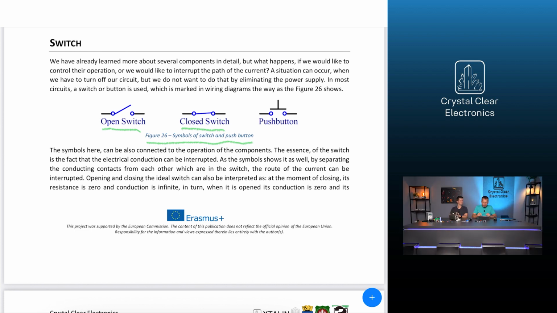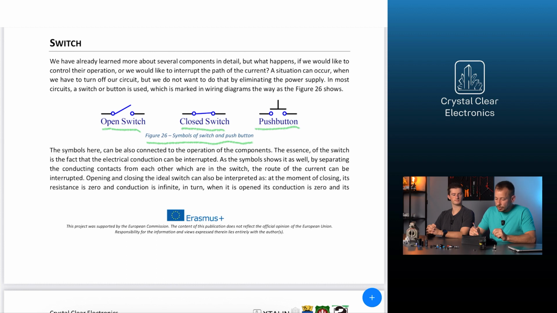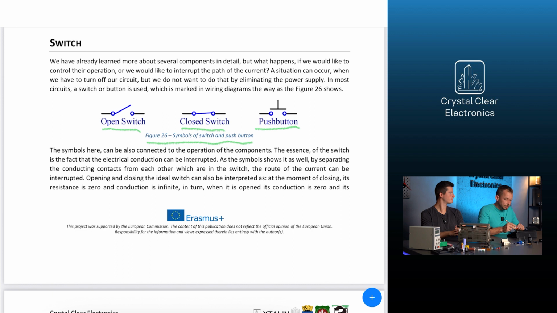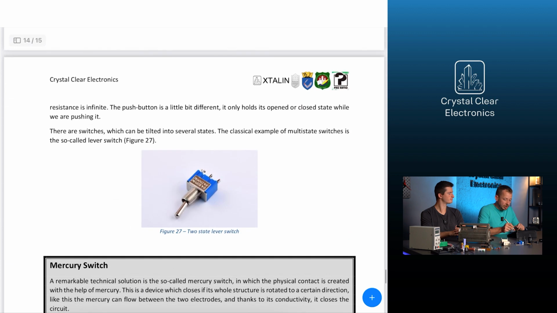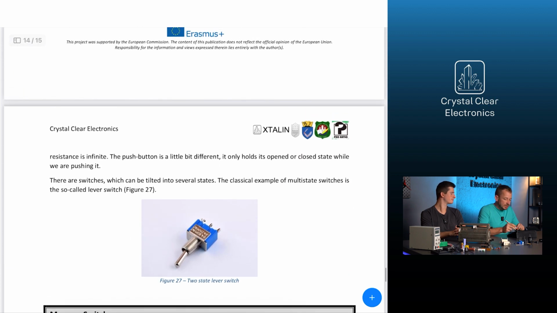The push button is a little bit different. It only holds its opened or closed state while we are pushing it. There are switches which can be set into several states. The classical example of multi-state switches is the so-called lever switch, which can be seen on this figure.